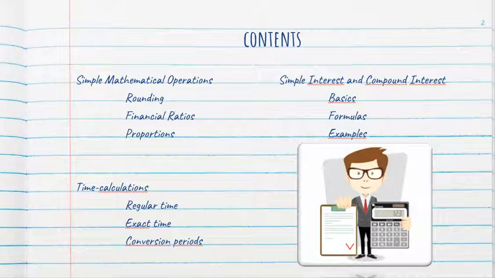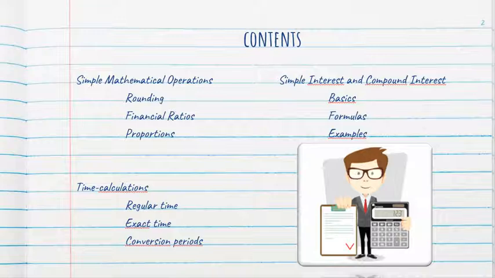We are going to see what the simple mathematical operations are. We have already covered a little by the time you watch this video, about the order, how to write the numbers correctly, how to do them in Excel. Then we are going to jump into rounding, financial ratios, proportions.